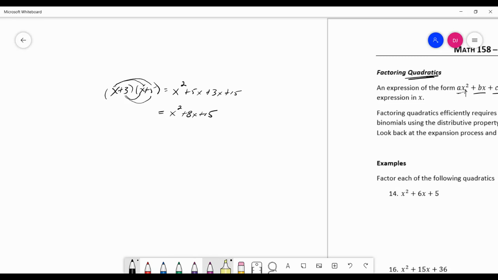Now, if you look back and you pay attention to where things come from, where did the 8 come from? I got the 8x by adding 5x and 3x. I added the 5 and the 3.